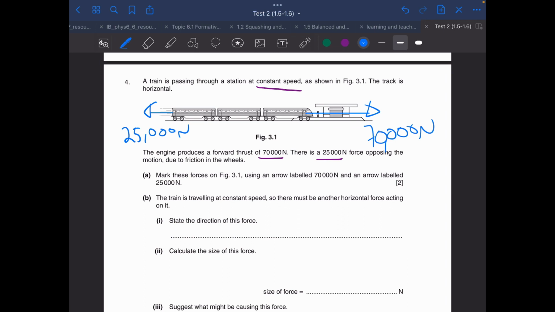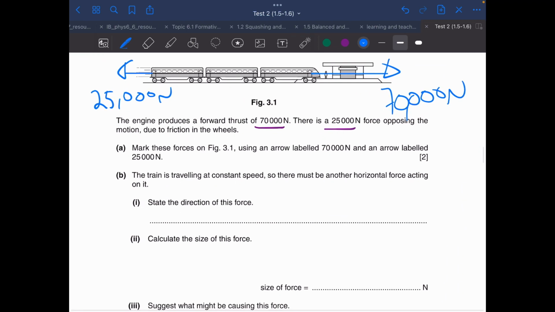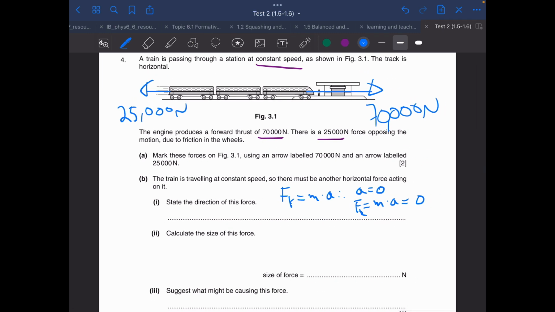Then letter B, the train is traveling at constant speed. So if it's traveling at constant speed, guys, there is no resultant force. Okay, just a quick revision. Newton's second law says that the resultant force is mass times the acceleration. If the speed is constant, it means that it's not changing. Therefore, there's no acceleration. So a is 0 because the speed is constant. If a is 0, I can then say F, the resultant force, is mass times a. a is 0, so the resultant force is also 0. This doesn't mean that there's no forces. It means that all forces combined will be 0. So the forces are balancing each other out.